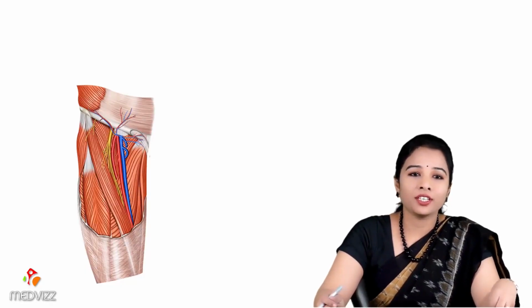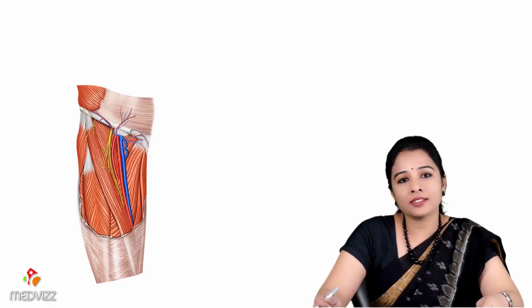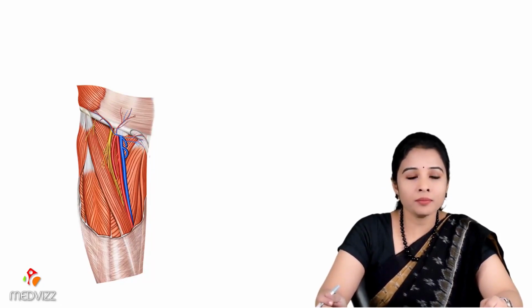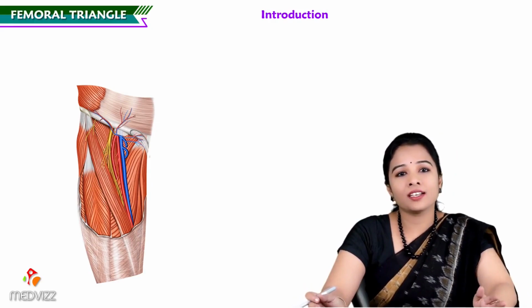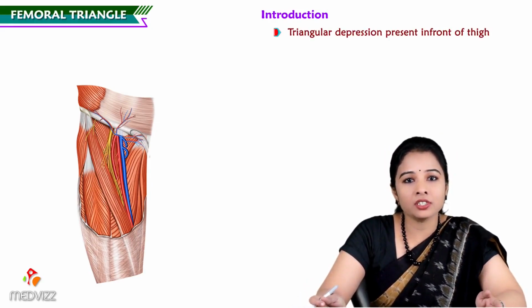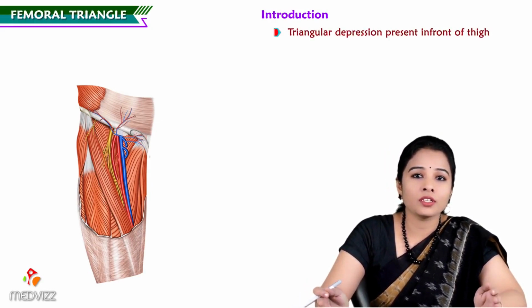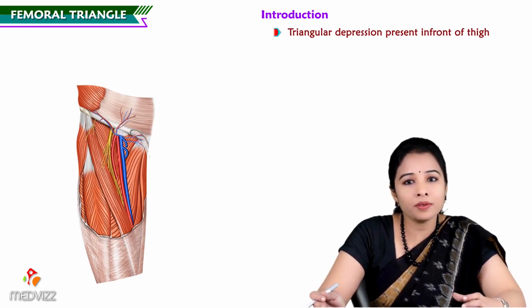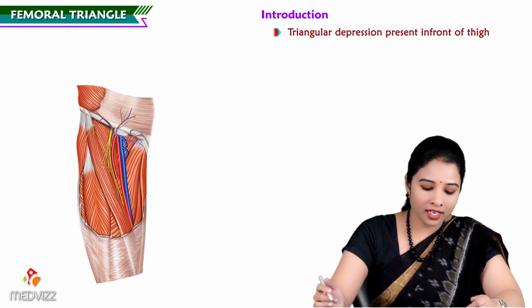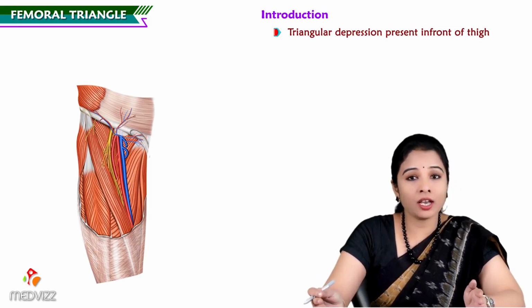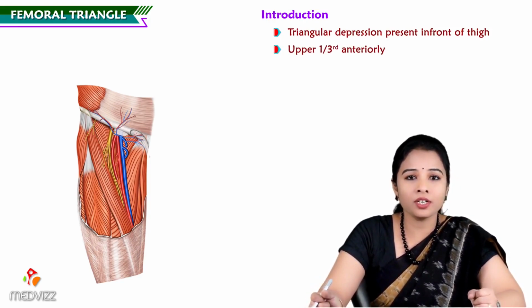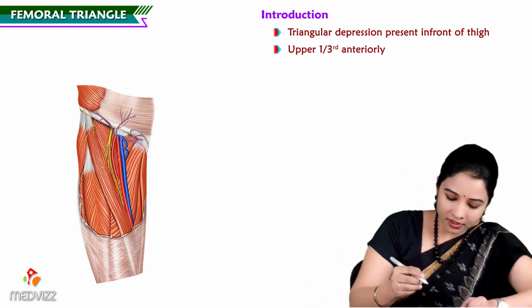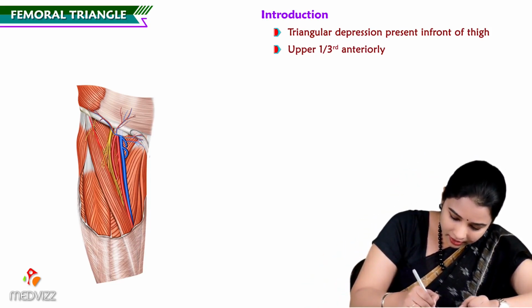Dear students, today we will go ahead with a very interesting and important topic in the lower limb, that is femoral triangle. Femoral triangle is a triangular depression present in front of the thigh. So if we see in the upper one-third of the thigh, the triangle which is present on the medial upper one-third anteriorly in front is the femoral triangle. So if we see its outline, this is the triangle.